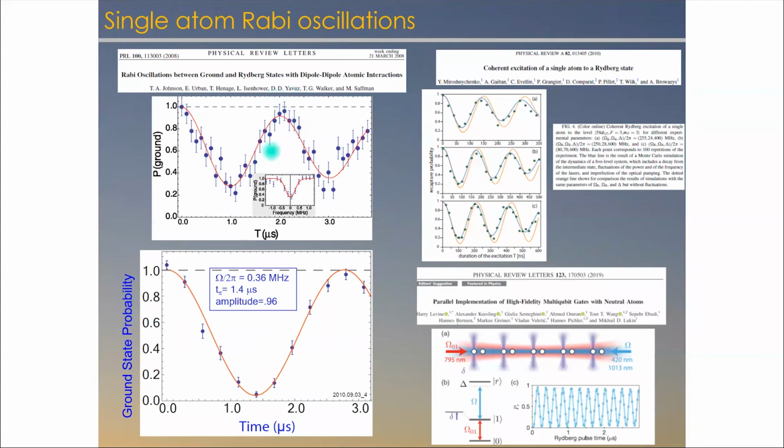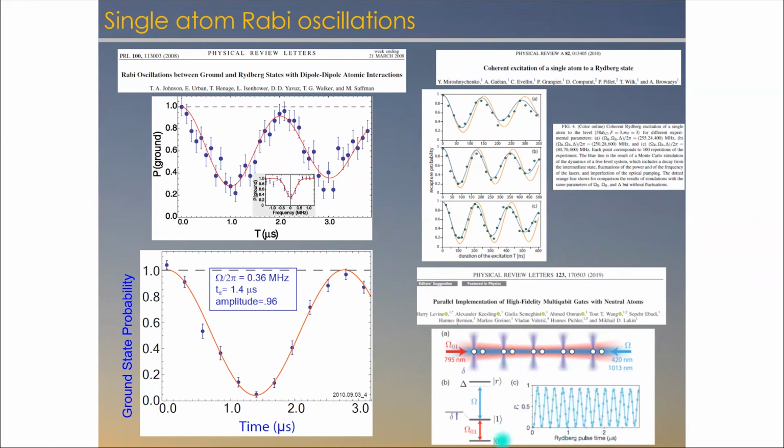So there's been a lot of studies of different decoherence mechanisms, dependence on laser noise, etc. This is a paper from the Browaeys group looking at some of those issues and comparing experiment with calculation. Really nice work from the Lukin group from 2019, showing high coherence, high fidelity ground-Rydberg oscillations, and showing that you could do this on multiple atoms in parallel simultaneously.